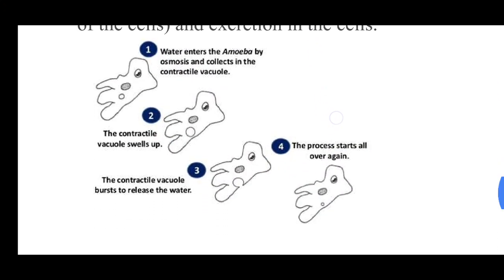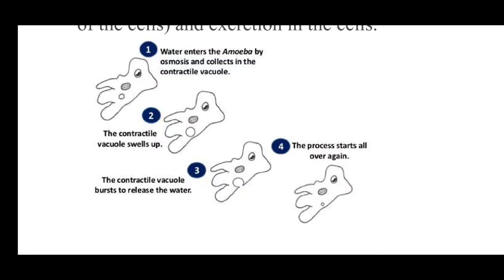We can see here the example of amoeba. This is the structure of an organism, amoeba. Water enters the amoeba by the osmosis process and collects in the contractile vacuole. Now, osmosis means water moves from higher concentration to lower concentration. Inside the amoeba cell, the level of water is low, so it takes water from the outer surroundings. So when it takes water from the outer surroundings, it will swell up, it gets swollen.